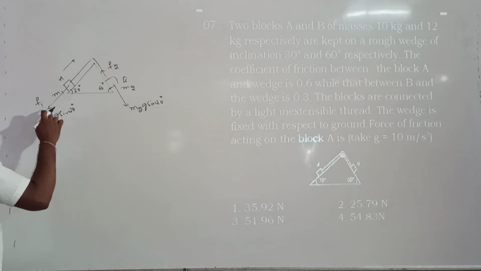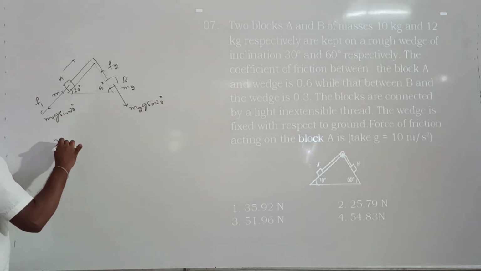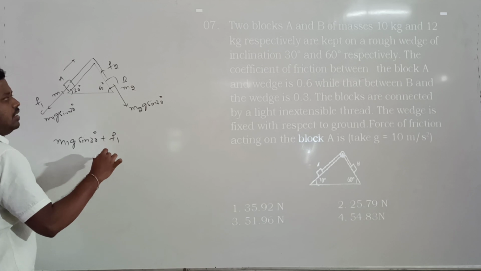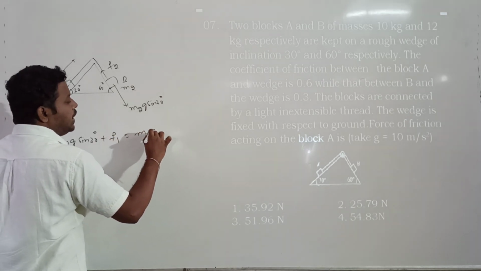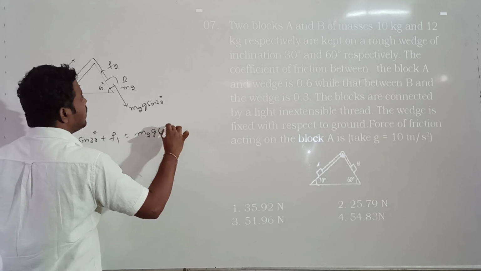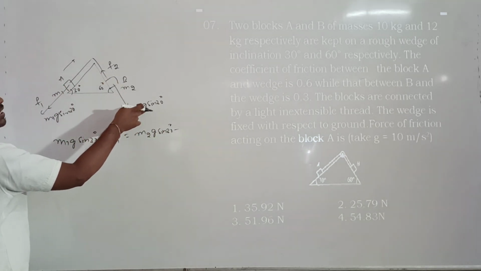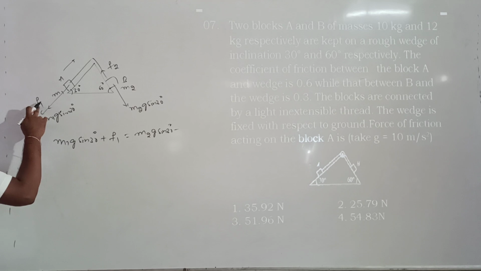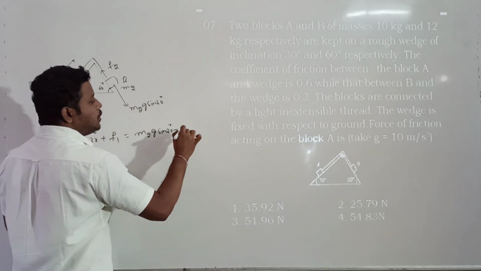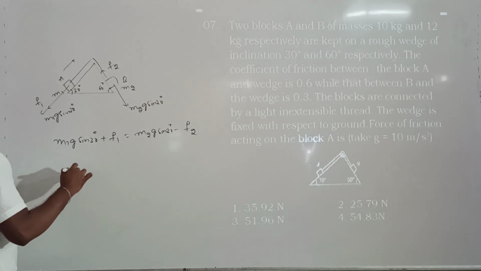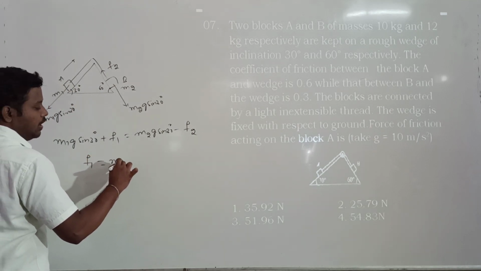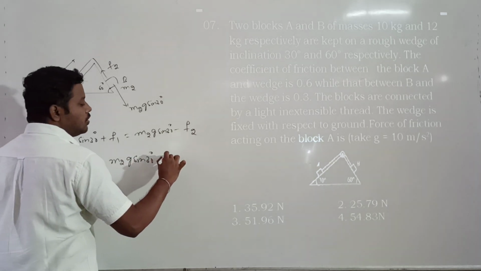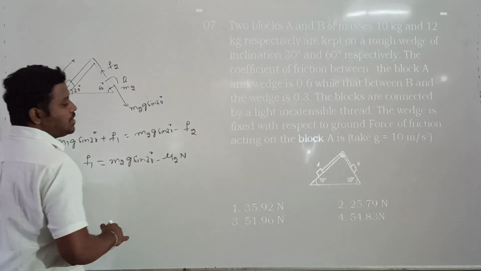So can I write, in order to move this block, the condition here is M1 into G into sin 30 degrees plus F1 is equal to M2 into G into sin 60 degrees minus F2. Why minus? Here M2G sin 60 and F2 are in opposite directions. Why plus? Here M1G sin 30 and F1 are in the same direction. So from this, F1 value is equal to M2 into G into sin 60 degrees minus F2, which can be written as mu2 into N, the coefficient of friction into N.